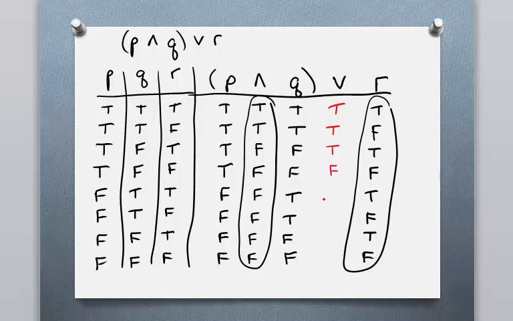A false or a true produces a true. A false or a false produces a false. A false or a true produces a true. And a false or a false produces a false. And so the answer that we're looking for is what we have here in red.